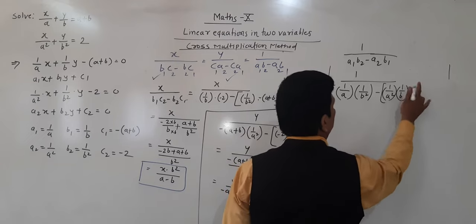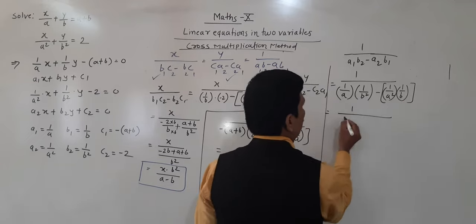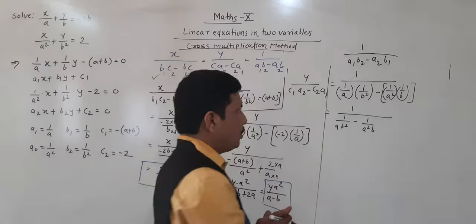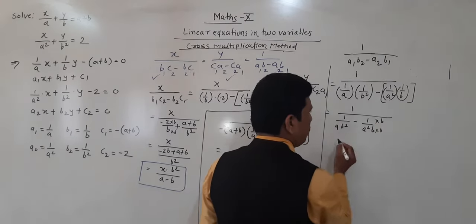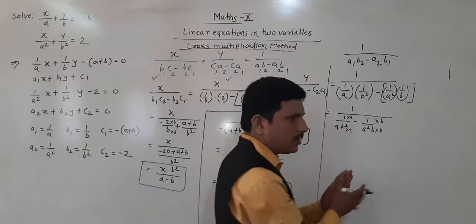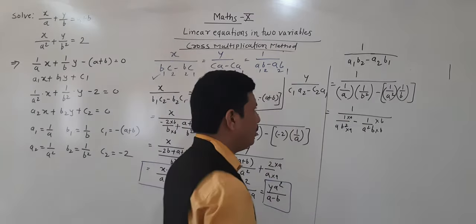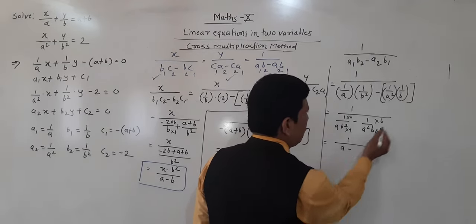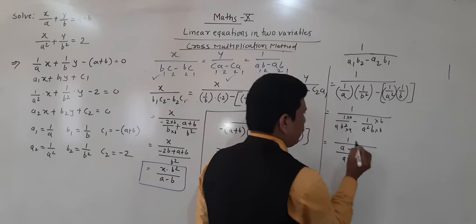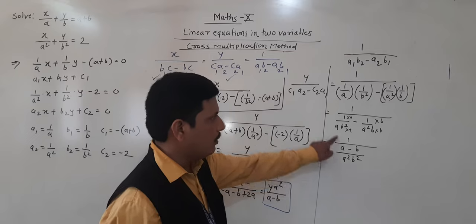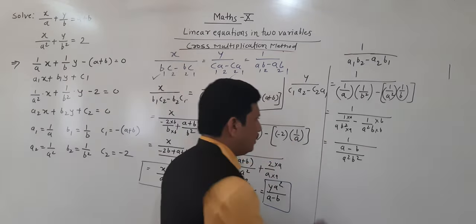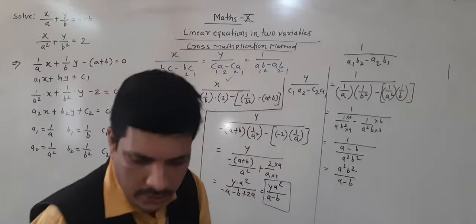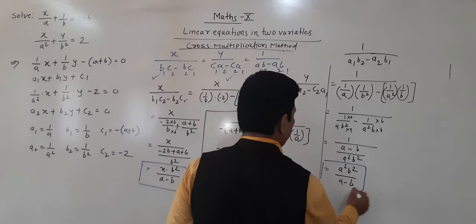So 1 upon the product of this: 1 upon A B square minus 1 upon A square B. I want to make the denominator the same, so I will multiply here by B, here also by B, and here by A and here A. This is not necessary to write; you can multiply directly, and if you write it, there will be no problem. So 1 upon A minus B upon A square B square. Now A square B square will come at the place of the numerator. So we will get A square B square upon A minus B. So this is the third value.